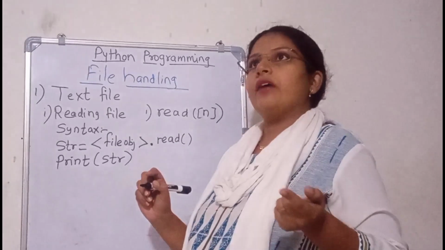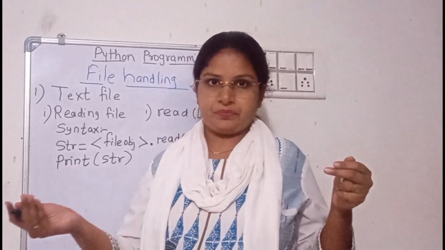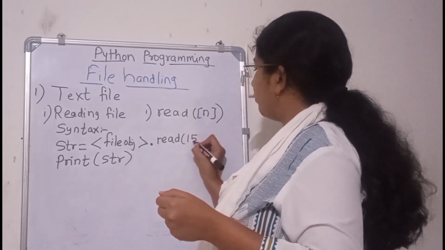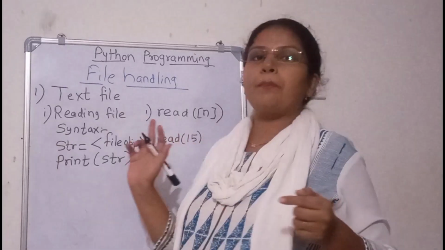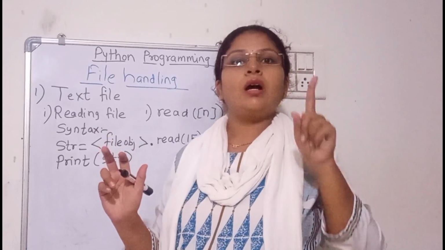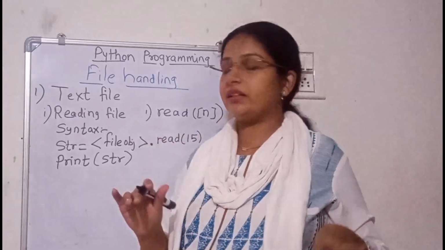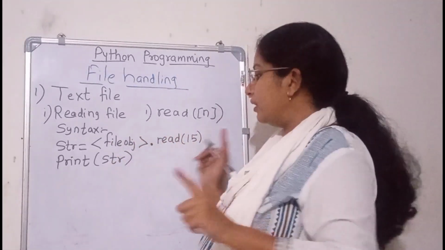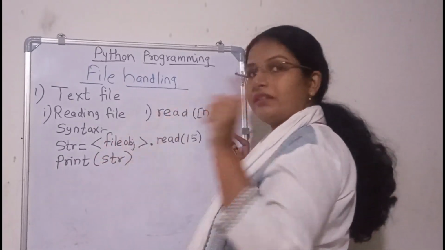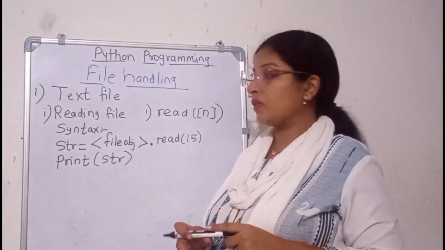Suppose I want to read the first 15 characters from the content. Here I am mentioning the value 15, meaning 15 bytes or 15 characters, including white space and any special characters, comma or full stop, anything else. All of that will be counted as well. The first 15 characters will be read and then displayed in the output window.